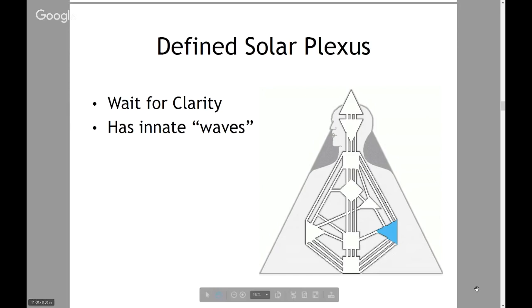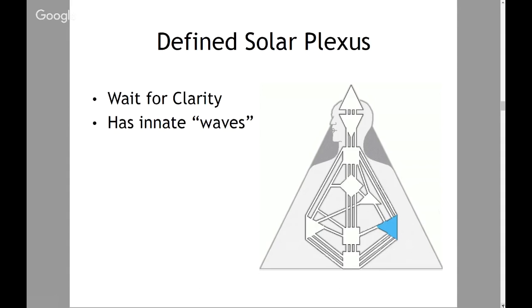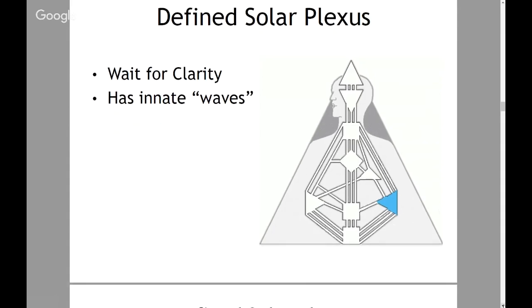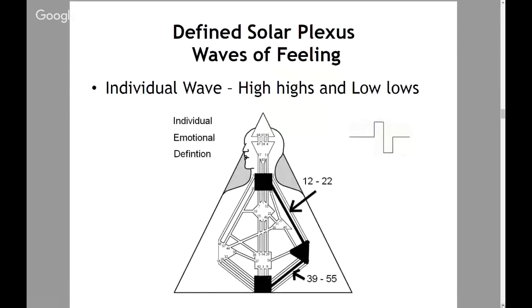So the defined solar plexus has innate waves, and it has 3 different kinds of waves. So let's talk a little bit about the different kinds of waves that you will experience if you have a solar plexus colored in or defined in your chart. The first kind of emotional wave is called the individual wave. The individual emotional wave tends to have more high highs and low lows emotionally.